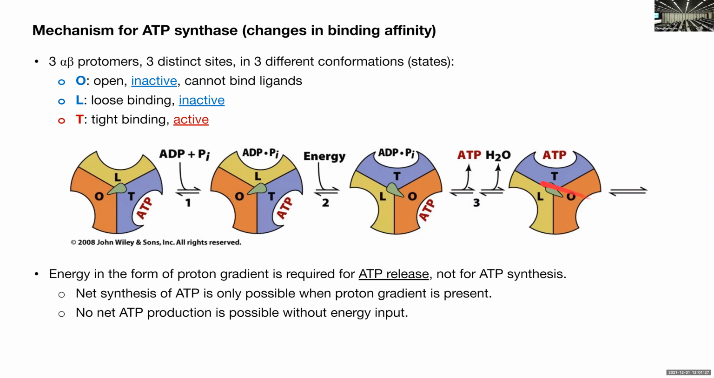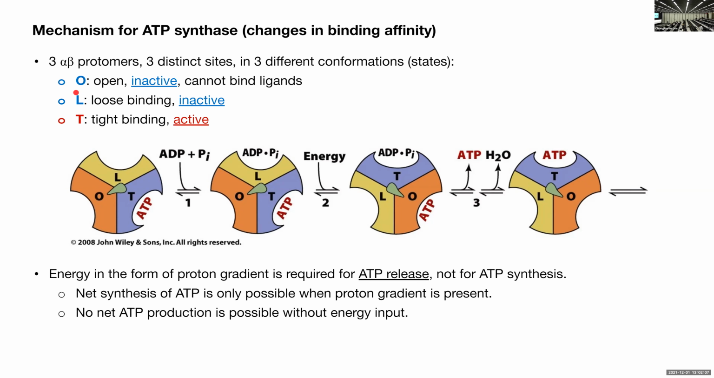And how it works is that it has 3 alpha-beta protomers, which have 3 distinct sites. Again, this is a total of 6 subunits, but alpha and beta make one protomer. It can also have 3 different conformations or states, which are O form, L form, and T form. I'm sorry, I have to go through this because this is important for your final exam. So that's why I'm covering this.